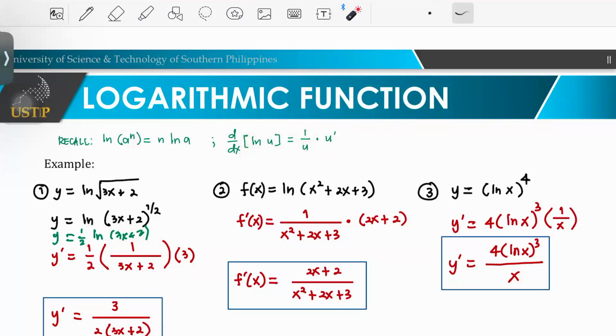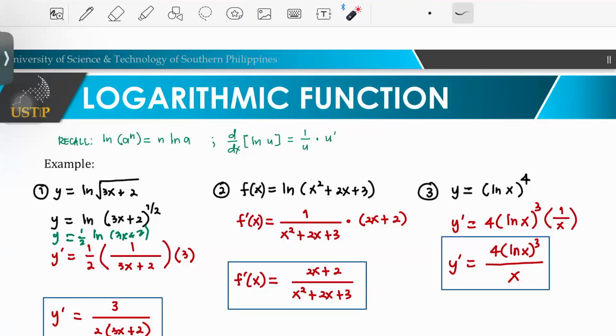Okay, next. ln of x squared plus 2x plus 3, that is 1 over u. So, 1 over x squared plus 2x plus 3, and then the derivative of this one, u prime. So that is 2x plus 2. So, the answer would be this expression.